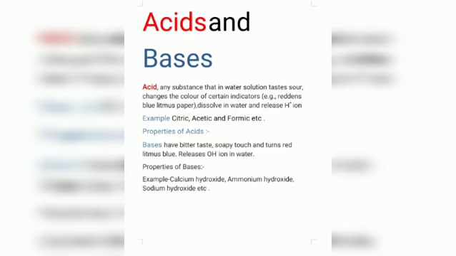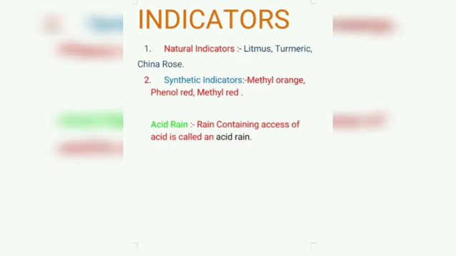And now let's talk about indicators. Substances having different colors in acids and bases are called indicators. Litmus, turmeric and China rose are natural indicators. Litmus paper in acidic medium turns red, and in basic medium it turns blue.